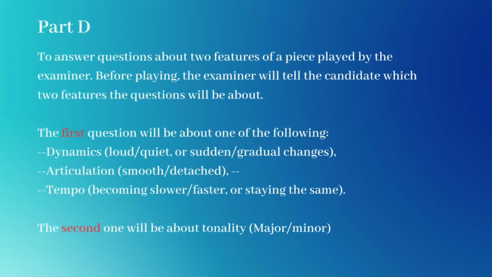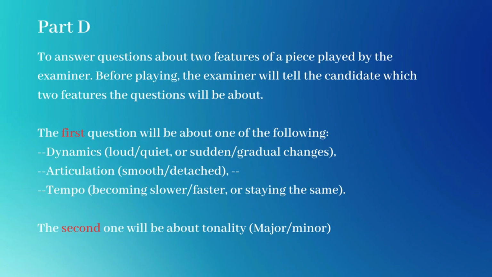You need to answer questions about 2 features of a piece played by the examiner. Before playing, the examiner will tell the candidate which 2 features the questions will be about. The first question will be about one of these: dynamic, articulation, or tempo. For dynamics, the possible answer can be loud or quiet, sudden or gradual changes. You can answer with technical musical terms like forte, piano, or simply answer loud, soft will be fine.